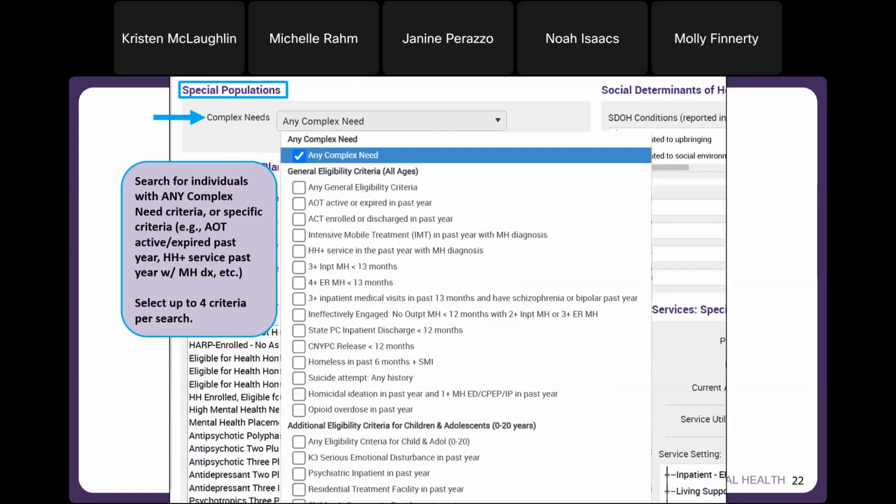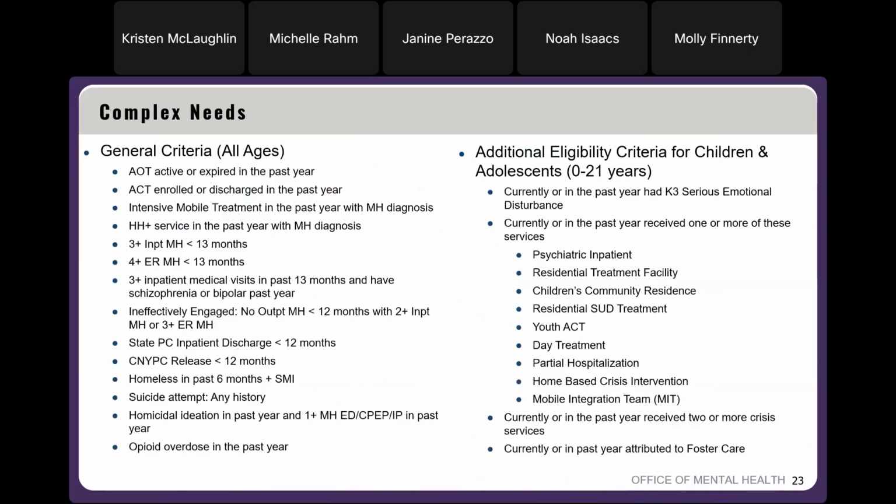And then we get to the complex needs. So I'm just going to jump to this next slide here just to give an example. So here's all the different criteria that make up somebody being complex needs. So if they have one of the following in the general criteria, or one of these in the additional eligibility criteria for that certain age range, this would make somebody be considered complex needs and get that complex needs flag.